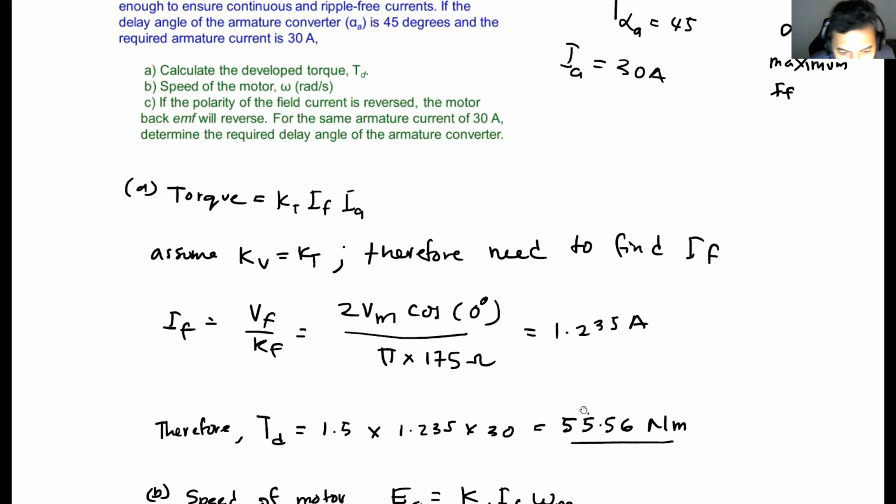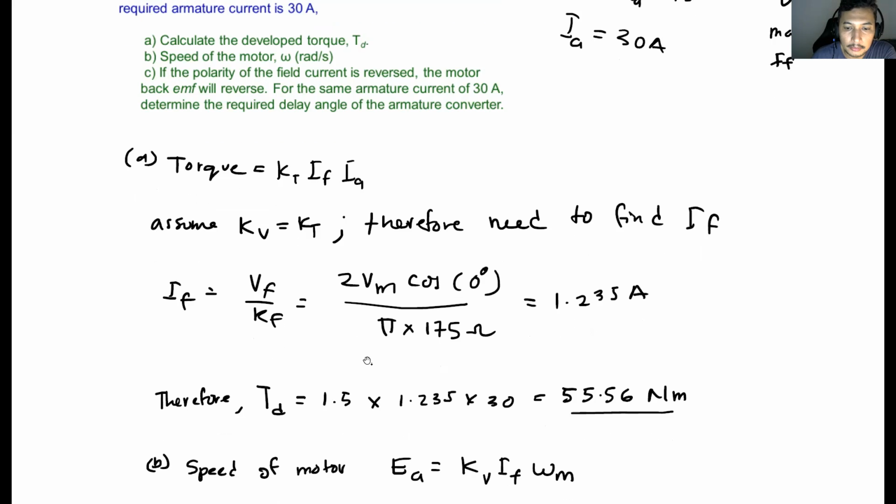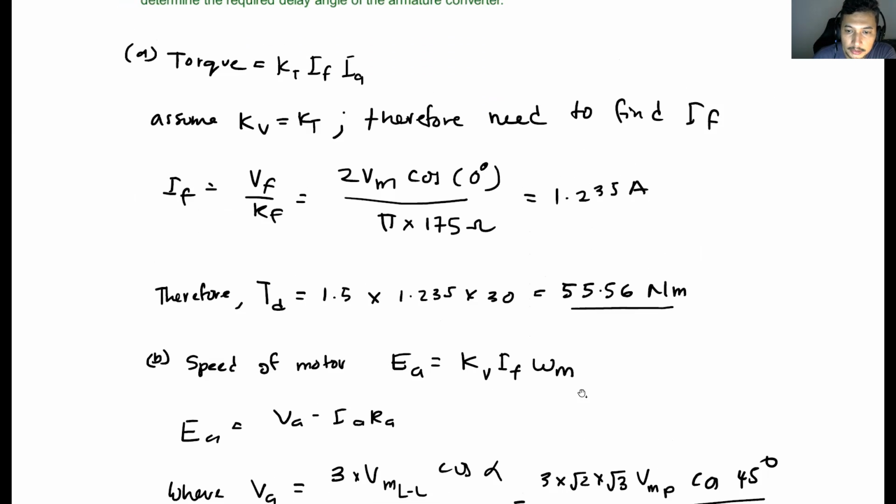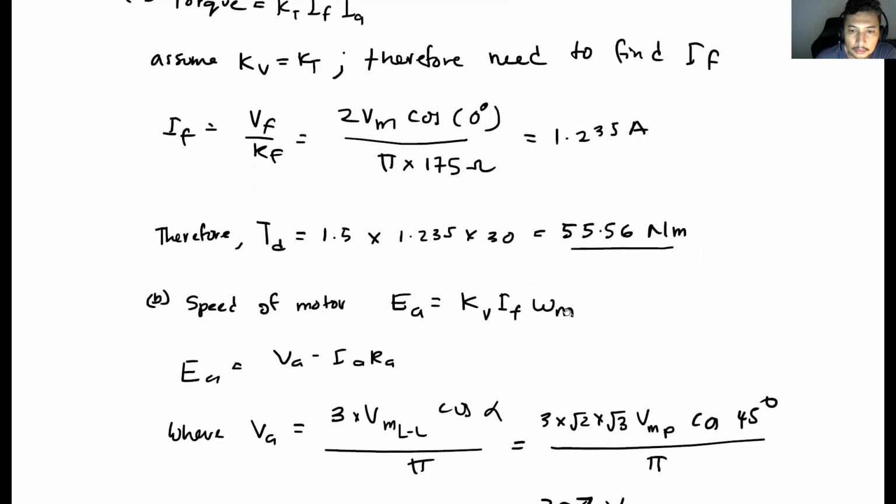And what about the speed of the motor? The speed of the motor can be obtained from the back EMF equation, because the only equation that relates the speed and the circuit is the back EMF equation. Right now you don't know the value of the back EMF EA, but it can always be obtained by using the KVL loop of the armature circuit. So EA is equal to VA minus IA RA.